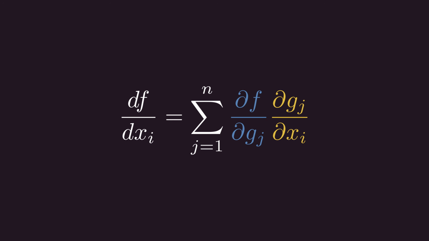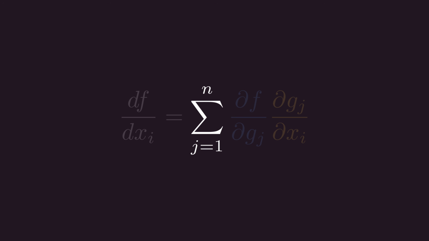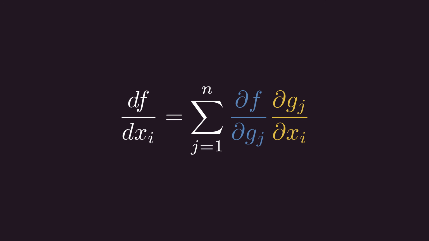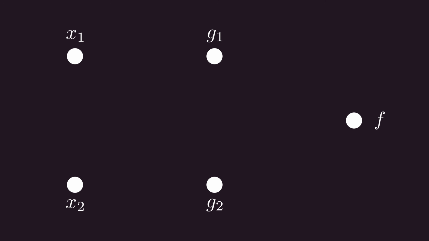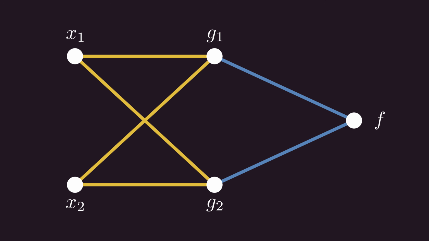This is the chain rule, the formula that makes training neural networks possible. It is given by the sum of a bunch of partial derivatives, and it can be complex at first glance. However, the chain rule becomes simple to understand once you learn how to think of functions as computational graphs.